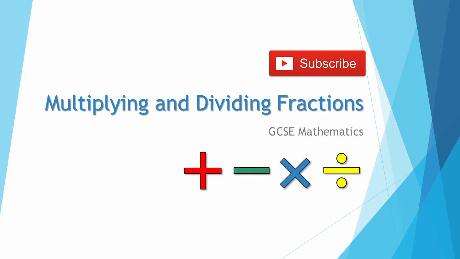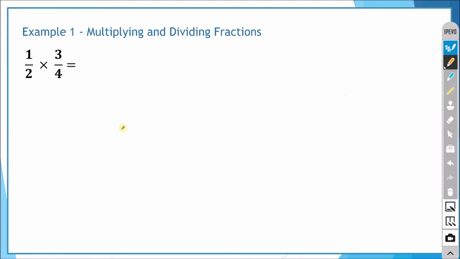Let's get into it. So here we have our first example. We've got 1/2 times 3/4. When we're multiplying fractions, the process is actually pretty simple. All we do to find the answer is multiply the two numerators, so 1 times 3 equals 3, and multiply the two denominators, so 2 times 4 equals 8. And that's our answer.